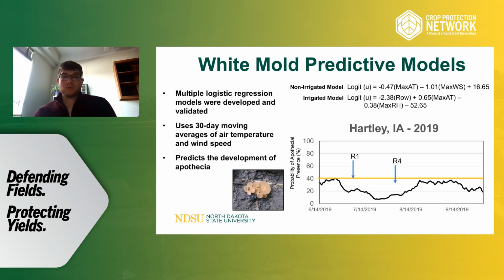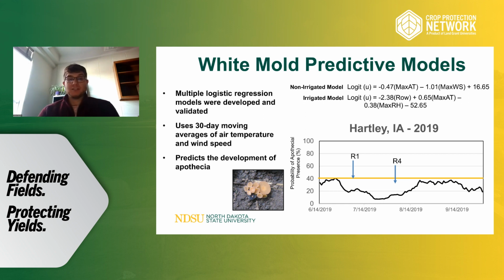So there's some predictive tools and predictive models that have been developed focusing on sclerotinia, or white mold, right? These, like I mentioned earlier, predict the development of these apothecia in this picture on the bottom left-hand side of the figure. And these were developed at the University of Wisconsin by Dr. Jamie Wilbur and Dr. Damon Smith. There are two different models depending on the irrigation status of that particular field, and these equations are listed here in the upper right. These include the weather variables of maximum air temperature, wind speed, and relative humidity.